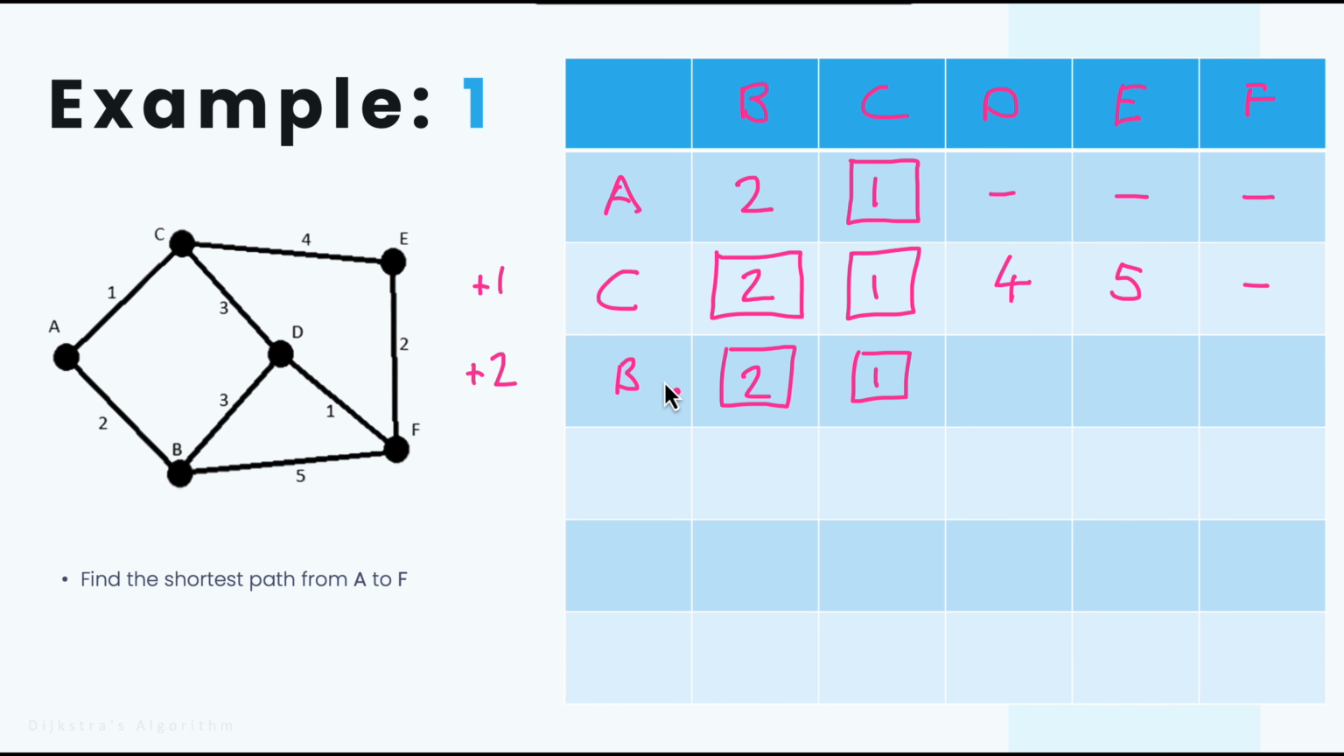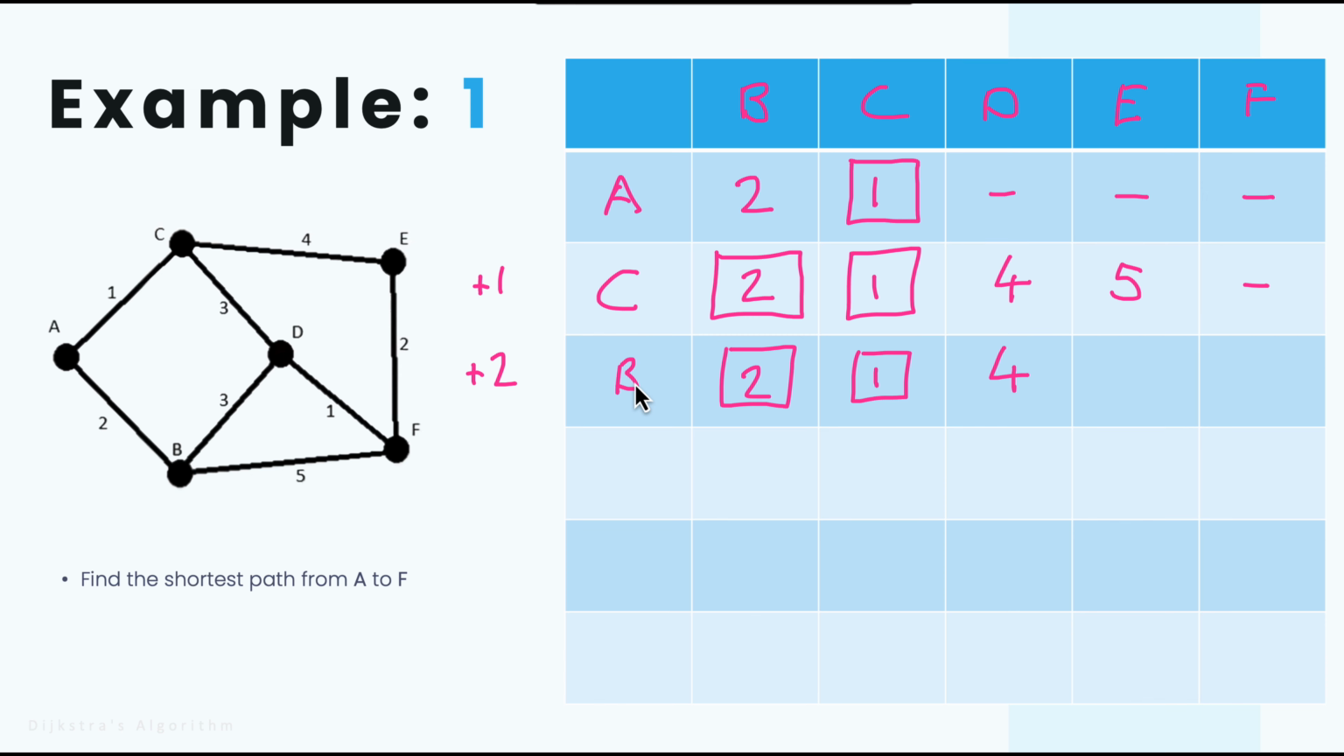Cool. So now we look at the distance from B to D. So we're right here. B to D is going to give us 3 plus 2, which will give us 5, but we're not going to write 5. The reason why is because we already have a shorter distance over here, so we are just going to drop down that 4 to there.